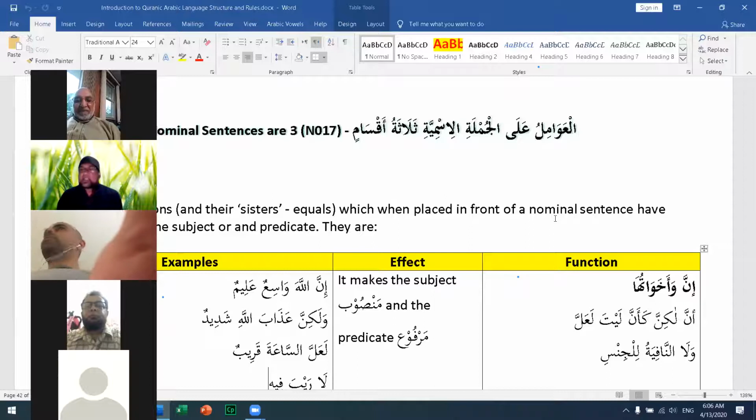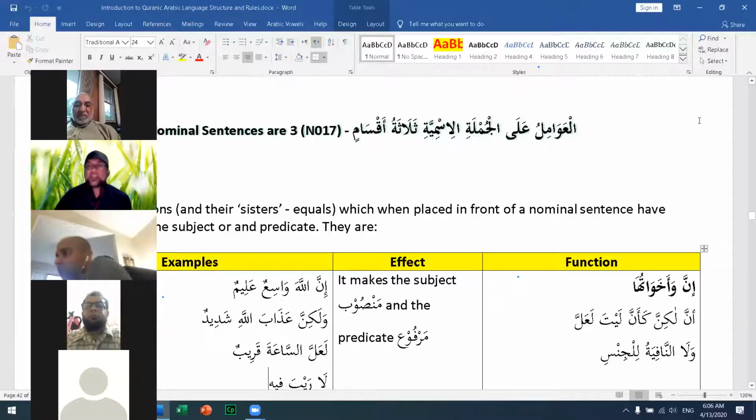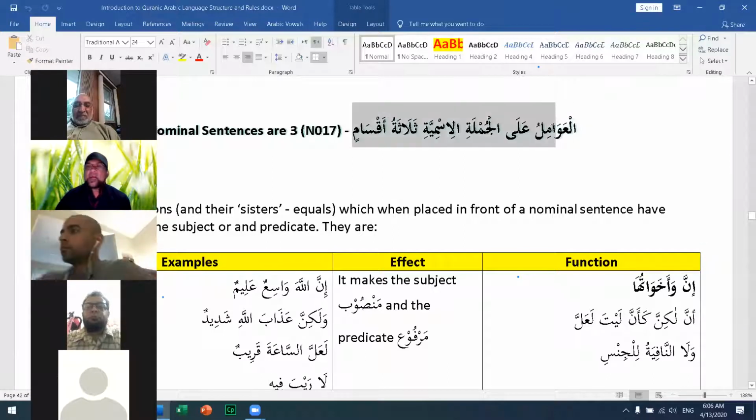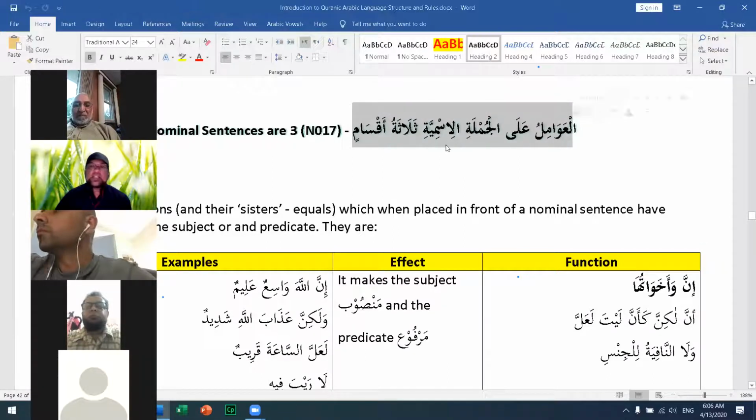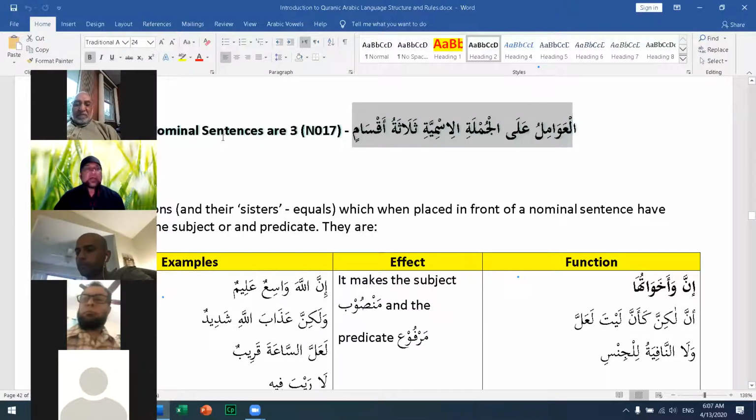So our lesson today, we'll try to finish off this topic of العوامل على الجملة الاسمية ثلاثة أقسام. The modifiers of the nominal sentences are three categories.